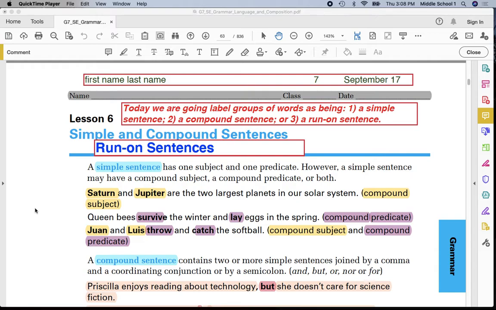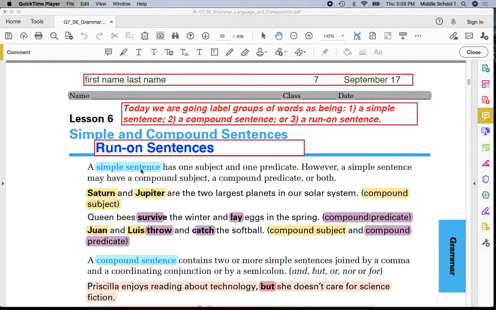Our objective for today is to label groups of words as being simple, compound, or run-on sentences. On the screen, in aqua blue color, I have highlighted those three groups, definitions, and examples.